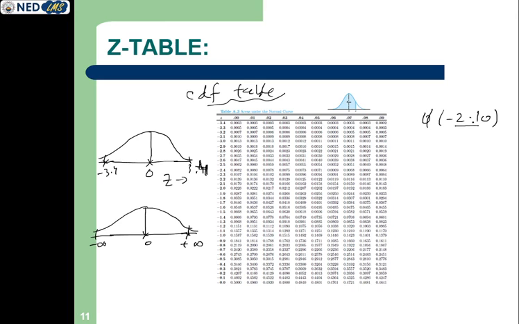Go to minus 2.1. Where is minus 2.1? This is minus 2.1, and go to the 0 column. Where is the 0 column? This is the 0 column, the first one. So this becomes 0.0179.